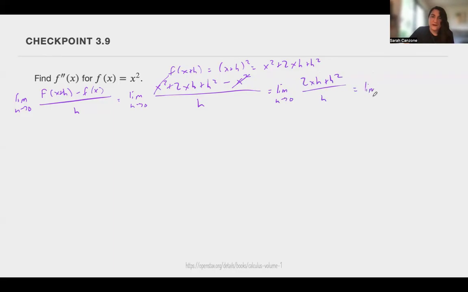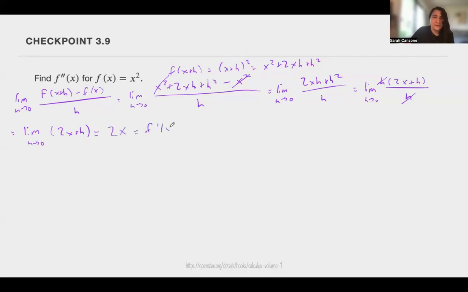Well, we can factor out an h. So this is the limit as h approaches 0 of h times 2x plus h, over h. Would you look at that? We can cancel out our h. So this is the limit as h approaches 0 of just 2x plus h. Now this is just a linear function, which means that we can go ahead and plug 0 back in, and we just get 2x.